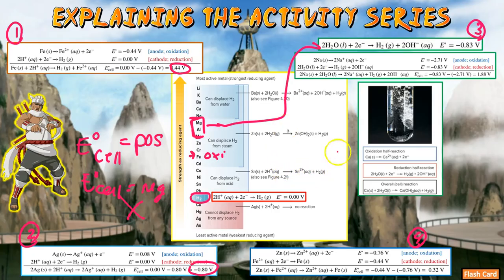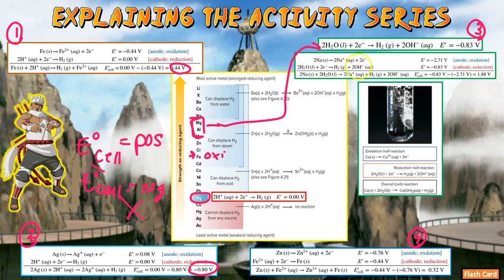Therefore, we're still going to write the same half reaction. Of course, it's still going to be oxidation, and we're still going to see what the overall E naught of the cell is going to be. If it's positive, it still has the ability to displace. If it's negative, it doesn't have the ability to displace. The only difference here is we're using a different half cell as our reference.